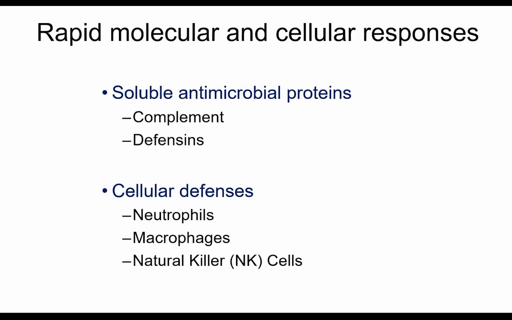And if a pathogen gets past our barriers and infects our body, our next line of defense is triggered to rapidly eradicate the infection. This is carried out by soluble antimicrobial proteins that are present in our blood and lymphatic fluid, such as complement proteins and defensins. And also, finally, our first-line cellular defenses, like neutrophils and macrophages, which engulf and digest pathogens in a process called phagocytosis, and natural killer cells, which seek out our own virally infected cells and trigger their destruction via apoptosis, or programmed cell death.